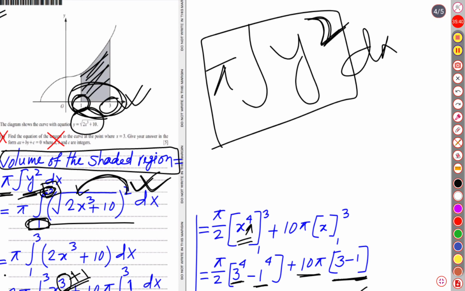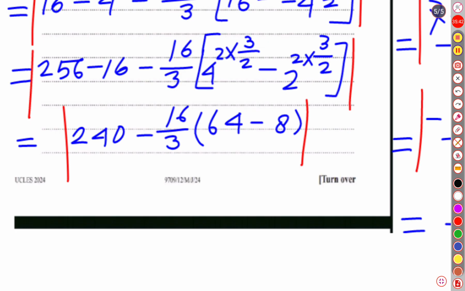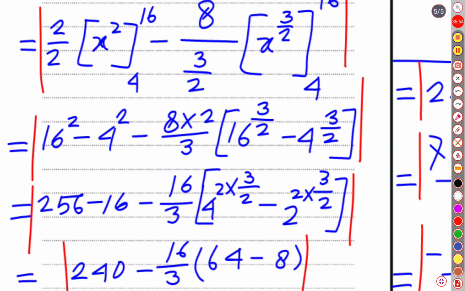So let's solve one more problem. This question belongs to paper 970912 slash May June 24. So this is also an A level question. Let's see what the question told us to do.